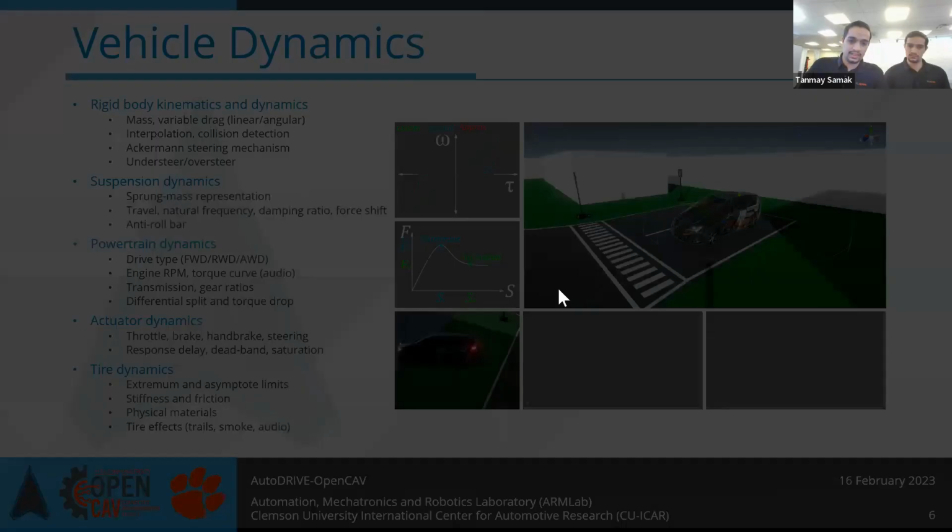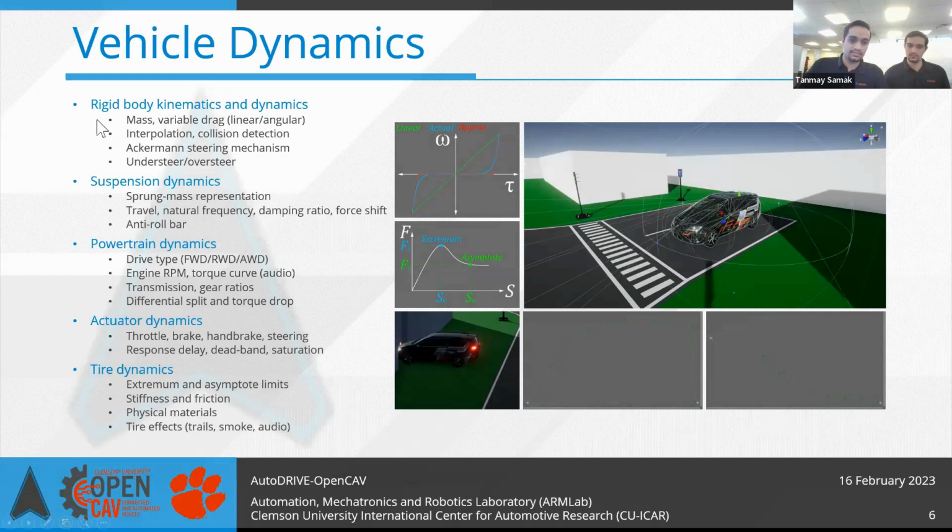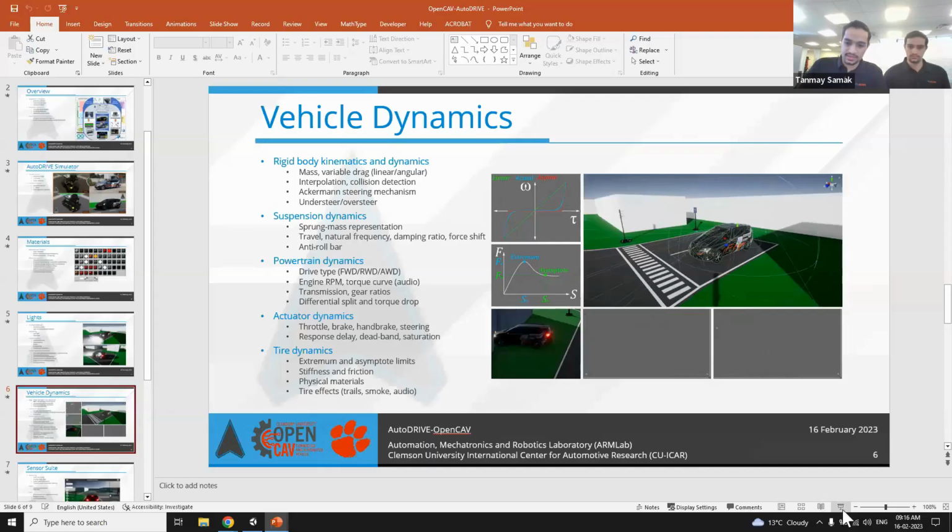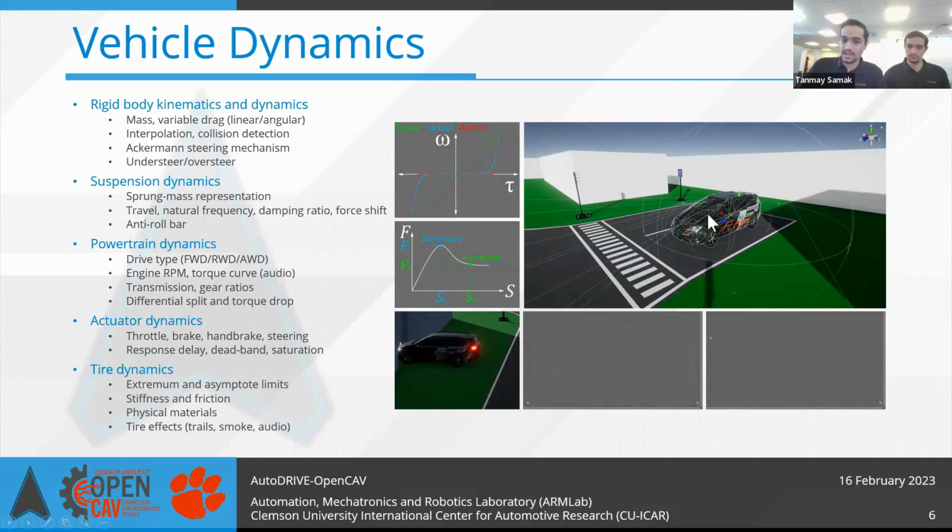Next, we have vehicle dynamics parameters. So we have split this into different sections. First, we'll talk about rigid body kinematics and dynamics: the vehicle's mass and drag. This drag can be added as a static constant drag parameter, but we have modeled it as a variable drag based on the velocity of the vehicle for both linear and angular motions. We are using interpolation for collision detection, and as you can see from the presentation itself, this green highlight on top of the vehicle is the collision mesh.